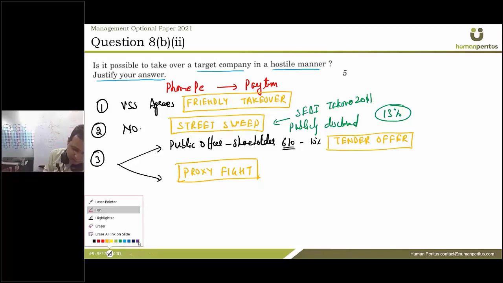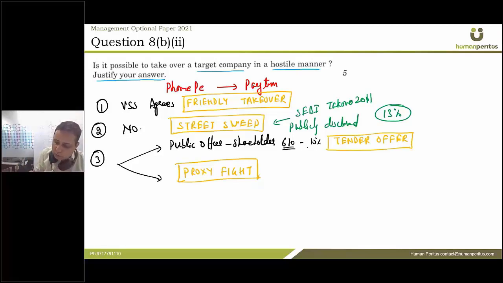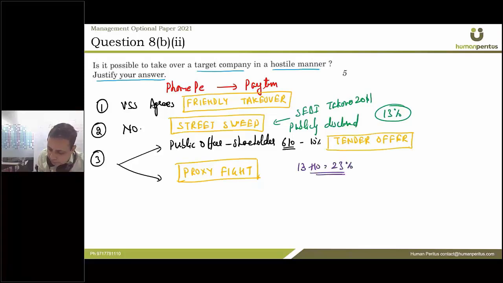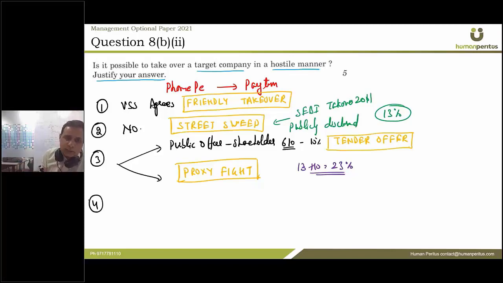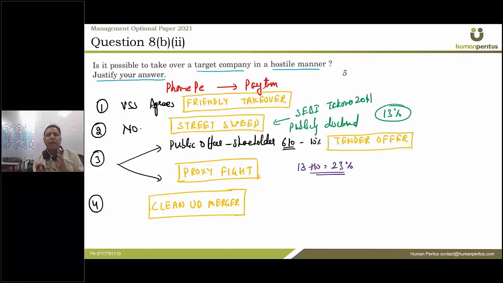Now, let us suppose the tender offer works, and PhonePe now has 13 plus 10, that is 23% shares of Paytm. Okay, cool. What is the next step? If 23% is the number at which PhonePe will be able to control the board of Paytm or get decisions made in its own favor, then people of PhonePe are on the board of Paytm. Because they are inside the board, they will get approval of this acquisition or merger, and that stage, as the name says, is known as a cleanup merger. So guys, these are the stages through which, one by one, a hostile takeover of a company can take place.